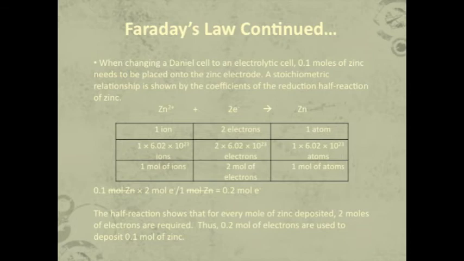According to this table, the half reaction shows that for every mole of zinc deposited, 2 moles of electrons are required. Thus, 0.2 moles of electrons are used to deposit 0.1 moles of zinc.